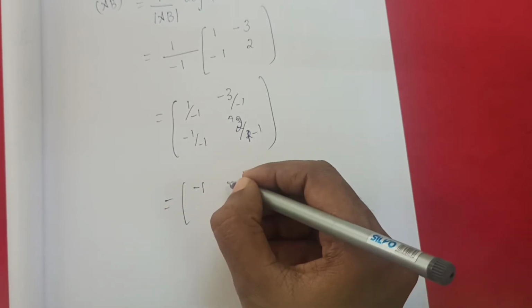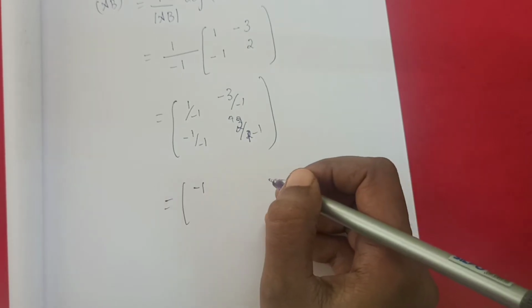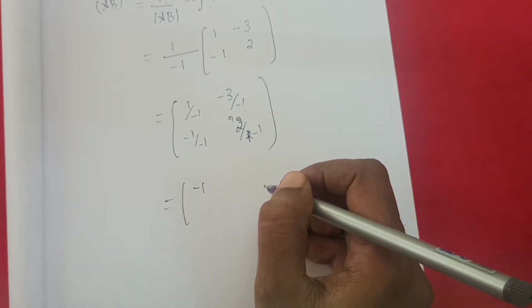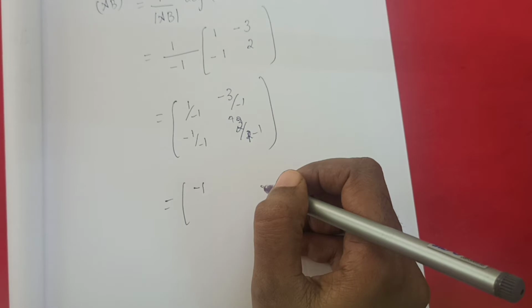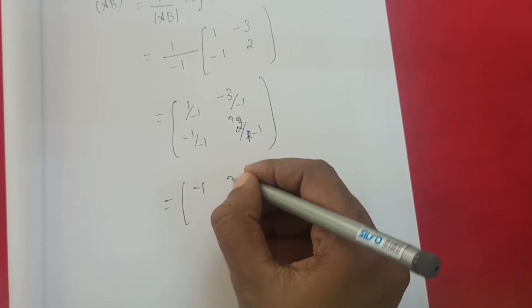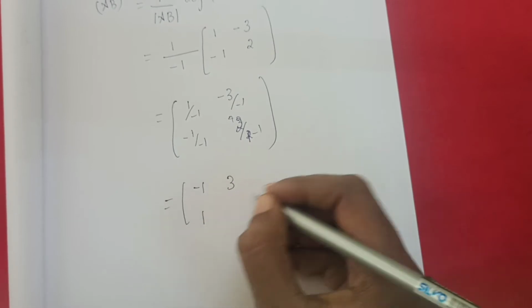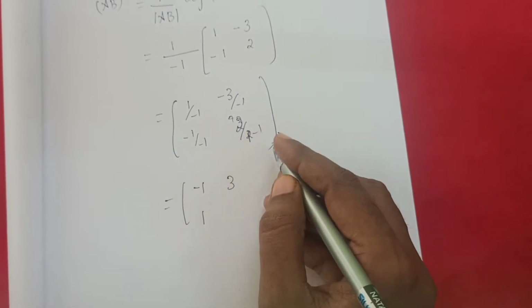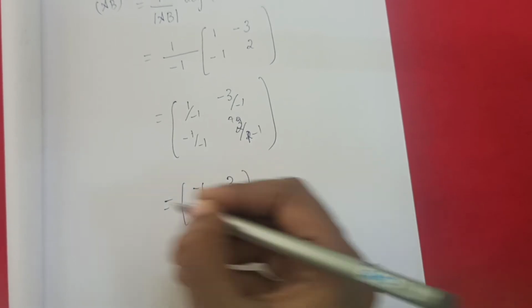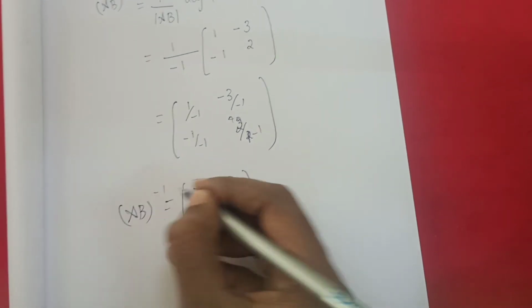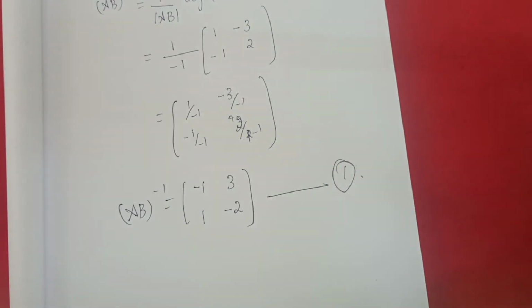That gives minus 1, then minus 3 divided by minus 1 is 3, minus 1 divided by minus 1 is 1, and 2 divided by minus 1 is minus 2. This is the value for (AB) inverse. Take it as equation number 1. Afterwards, we are going to find the RHS.